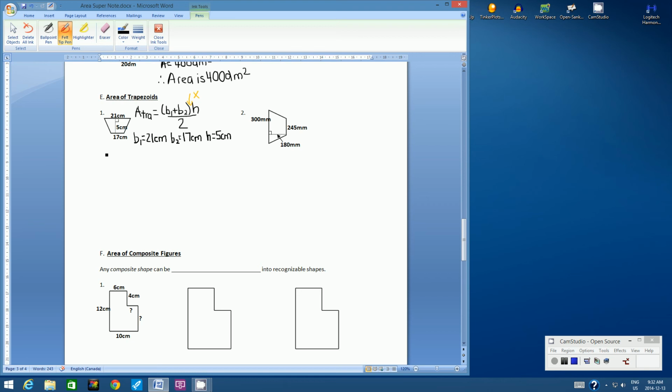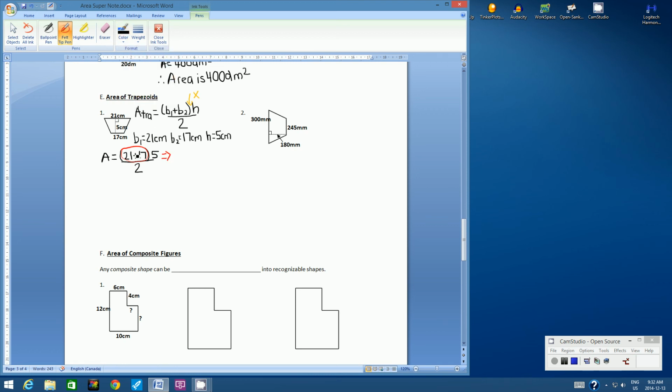Okay, line number 3, substitution. Area equals, so let's put the bracket in. Base 1 is 21 plus 17 times the height, which is 5, all over 2. Okay, so in terms of the rules of BEDMAS, we have to do this step first because it's in the brackets. So let's continue our calculations here.